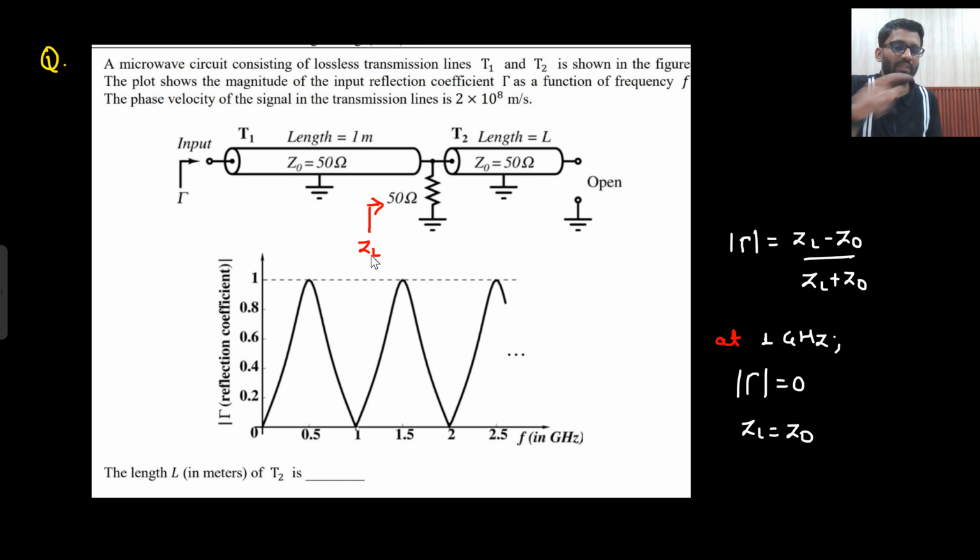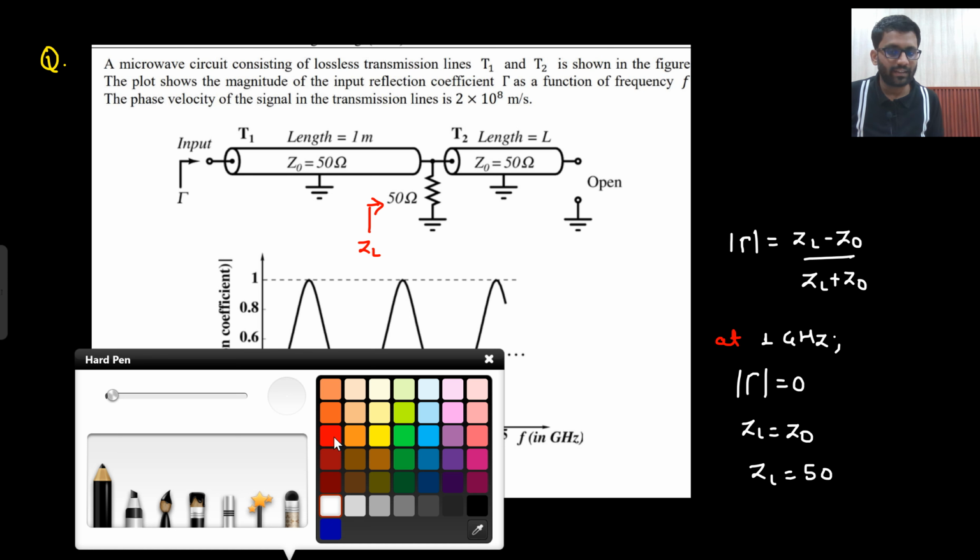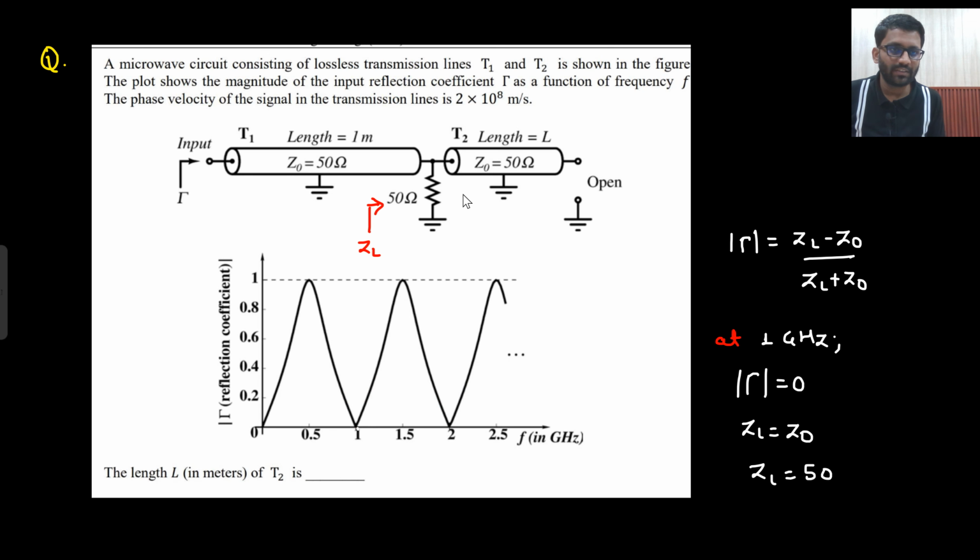This load ZL is equal to Z0. But now in this load, along with 50 ohm, there is another impedance. Only 50 ohm impedance is not there; there is another impedance, which is this one. So how do you think this gamma is depending on frequency?